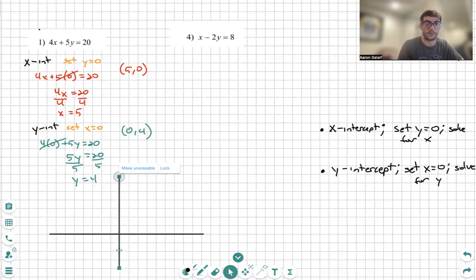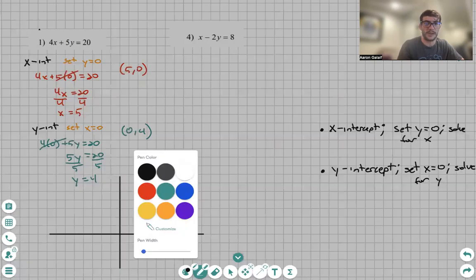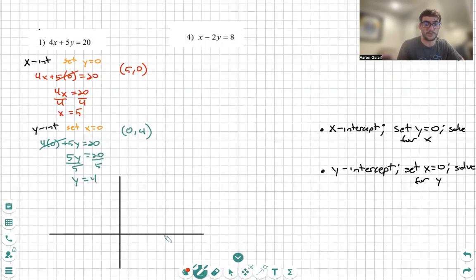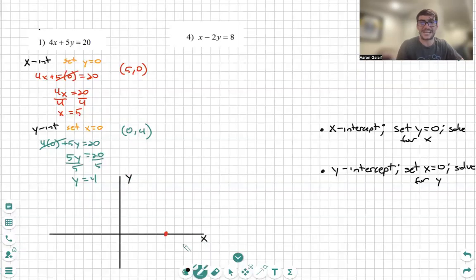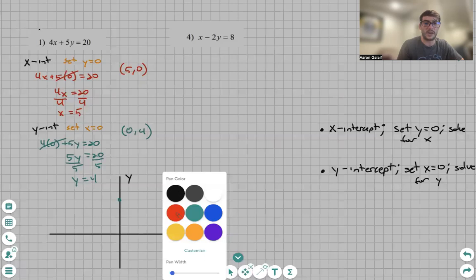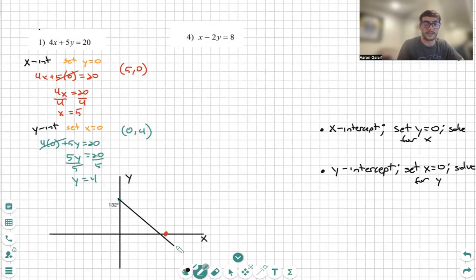Cool. So what we're going to do now is graph both these points. (5, 0), 1, 2, 3, 4, 5 on our x-axis. So it is our x-intercept. Then (0, 4) for y. 1, 2, 3, 4. There you go. And then all we do is connect those two points, and we have ourselves our line. We have now graphed the equation of that line using strictly the intercepts. So not too bad. Let's do one more and call it a day.